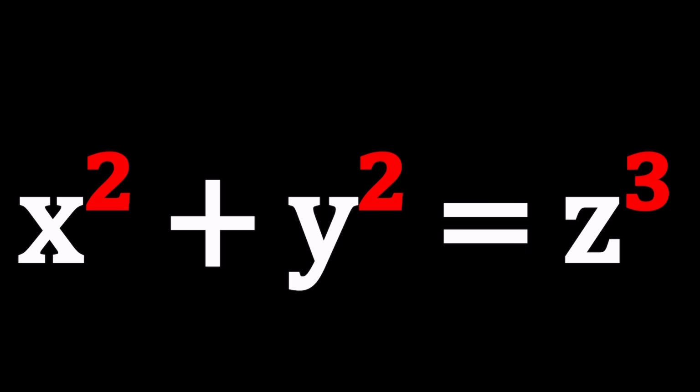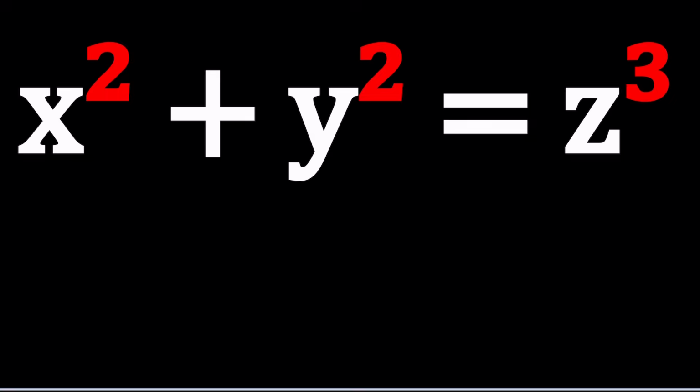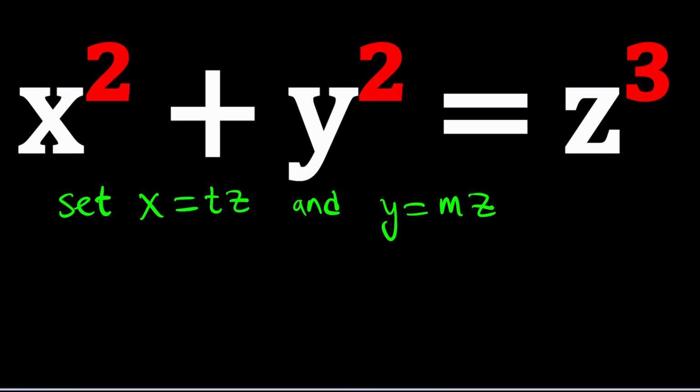Now notice that z cubed is on the right hand side. And because z cubed is divisible by z, right? Let's assume that x and y are both divisible by z, okay? So let's go ahead and set x equal to t times z and y equals m times z. Make sense? So x and y are multiples of z, therefore they are divisible by z. Okay? Now we're going to go ahead and plug these in, obviously.